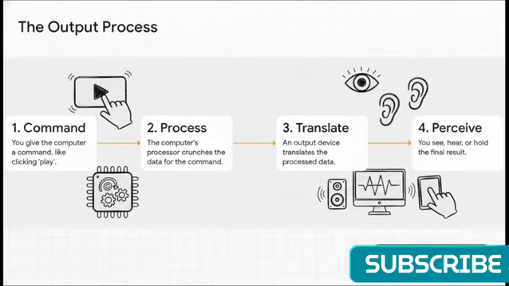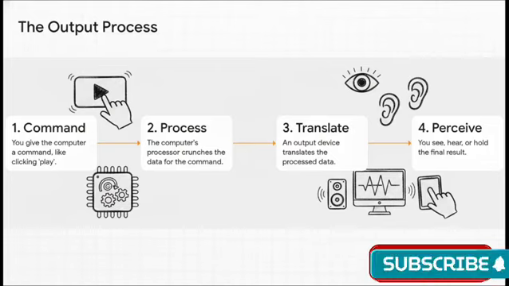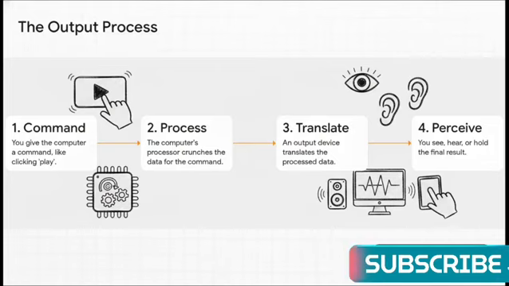This whole process is like a super fast, four-step conversation. First, you give a command. Say you click the play button. Second, the computer's brain processes all the data needed for that command. Third, an output device, like your screen or your speakers, gets that data and translates it. And finally, boom, you perceive the result. You see the video, you hear the sound. It happens in a blink of an eye, so we don't even notice this incredible dance.